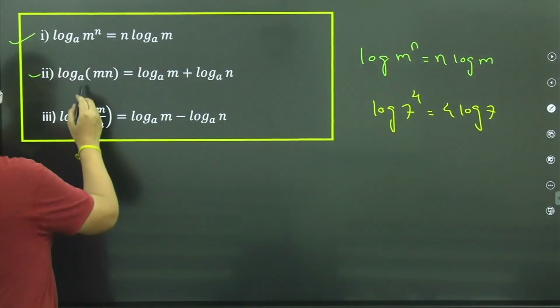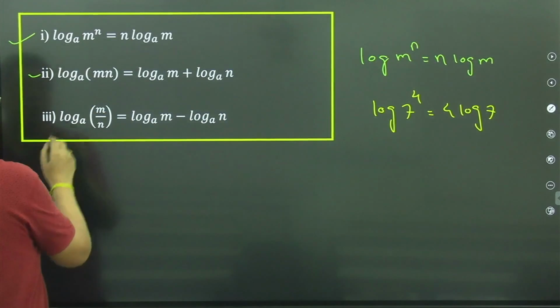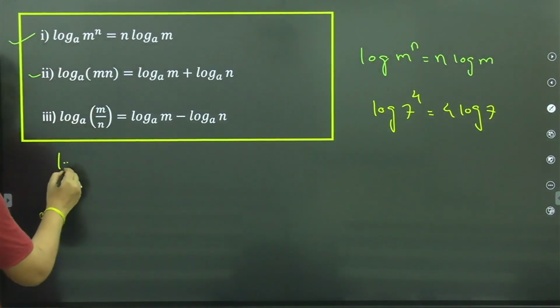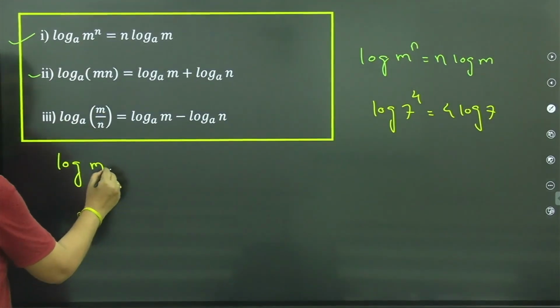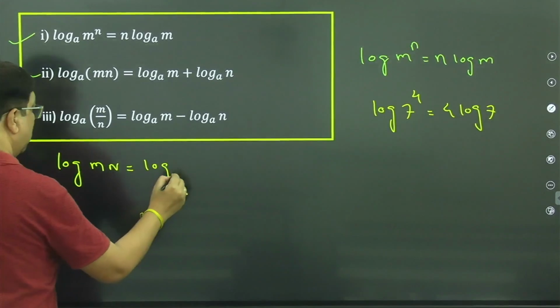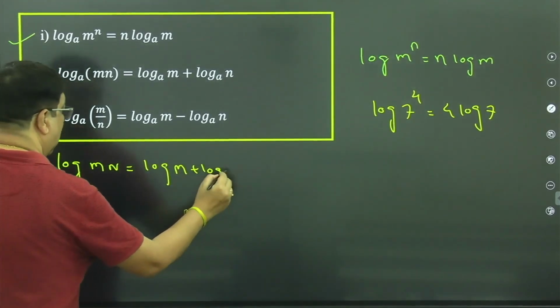Now, next, property number 2. Just see one thing: log mn equals log m plus log n.